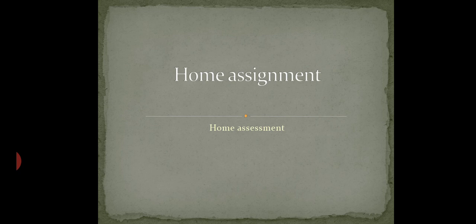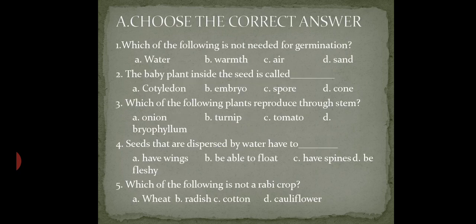Now today we choose the correct answers. So this is your home assignment. First, which of the following is not needed for germination? Water, warmth, air, sand. So the answer is sand.